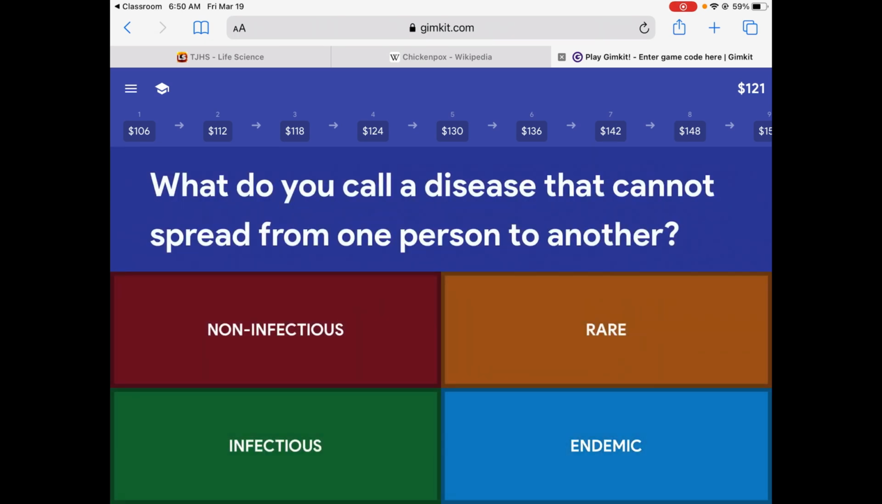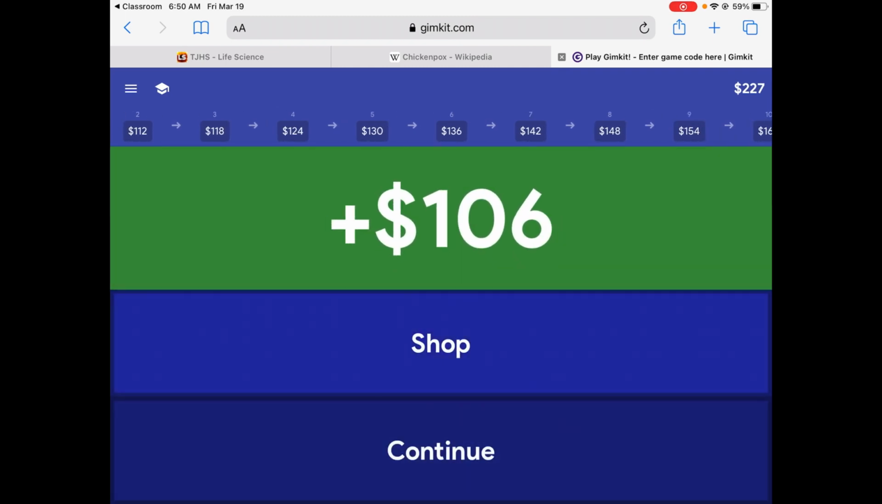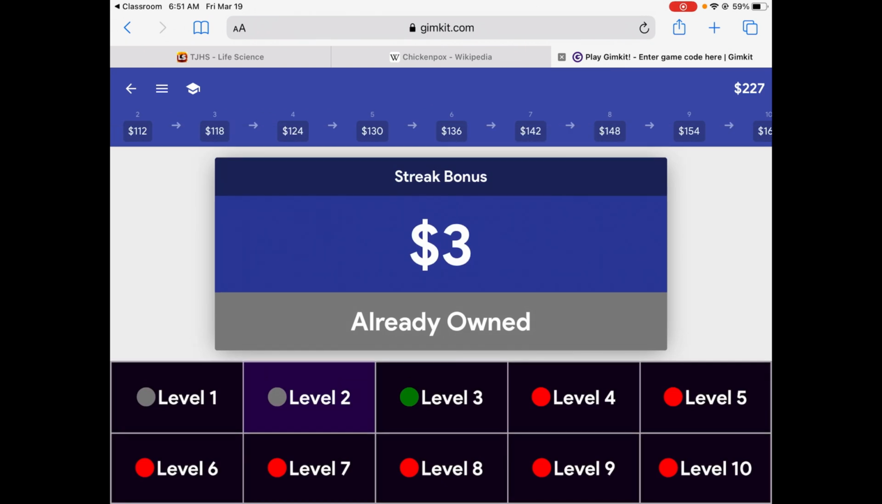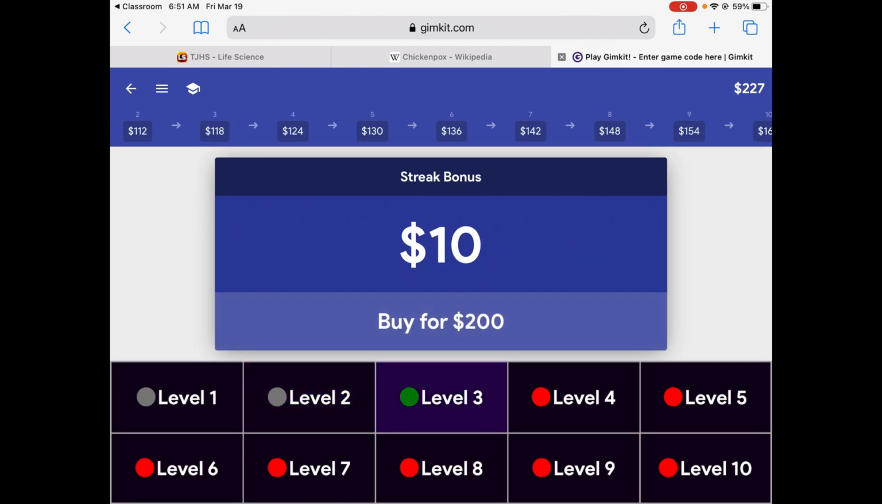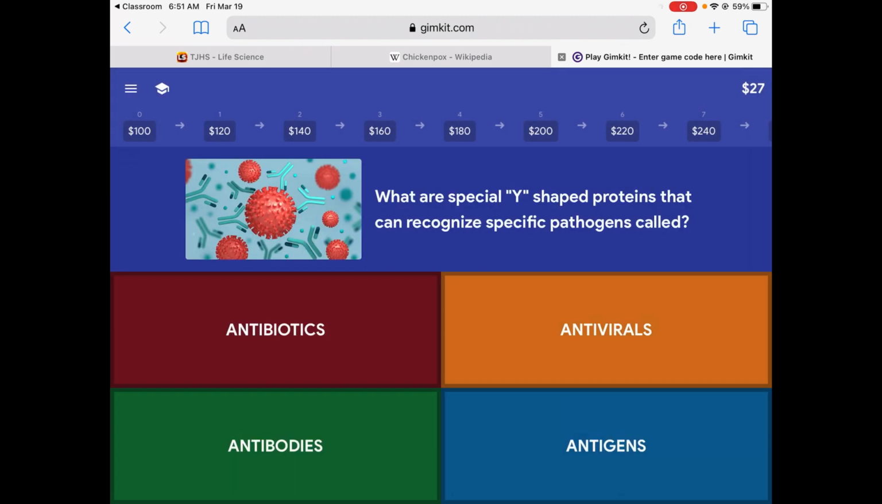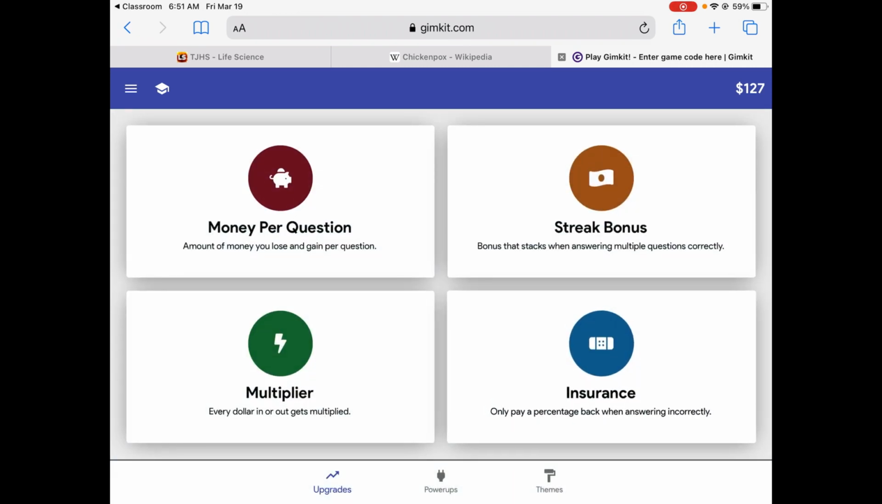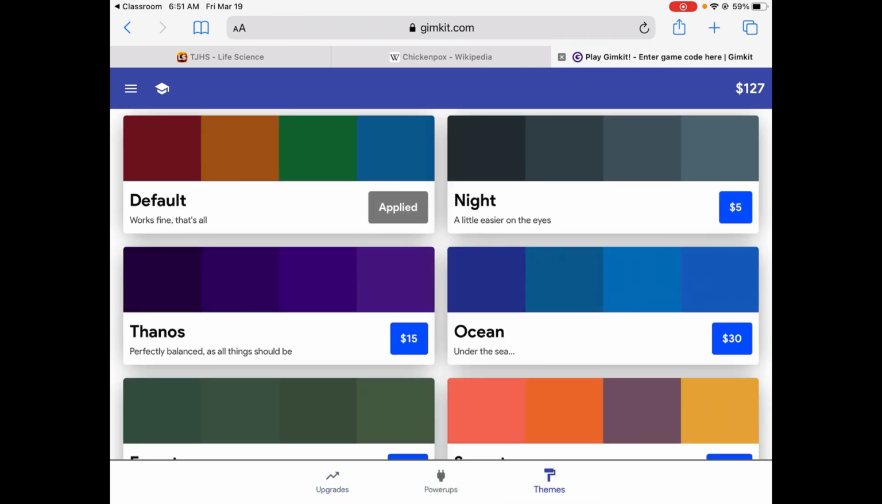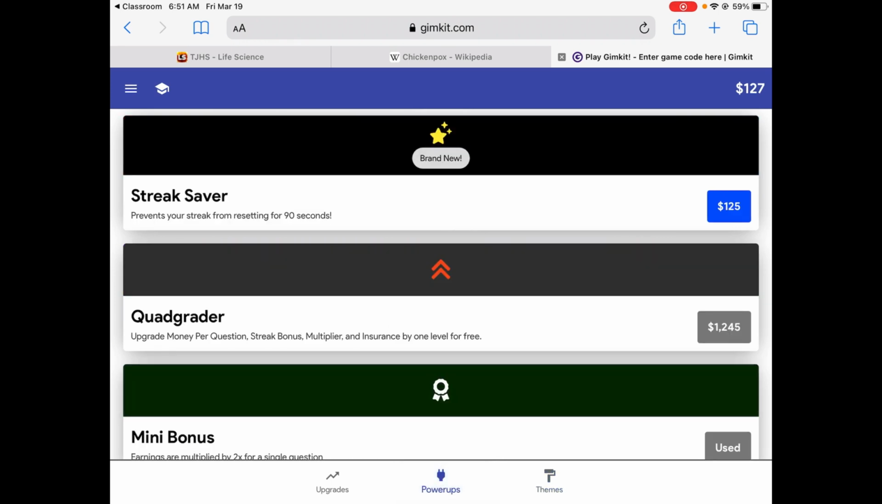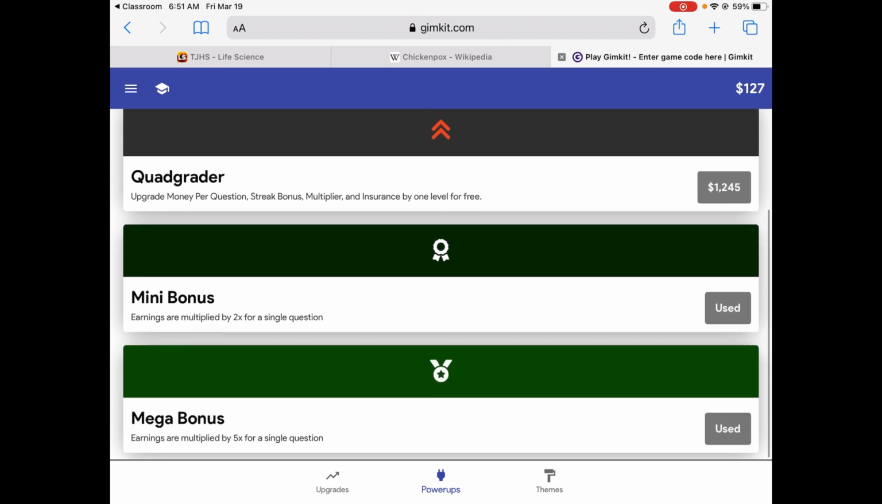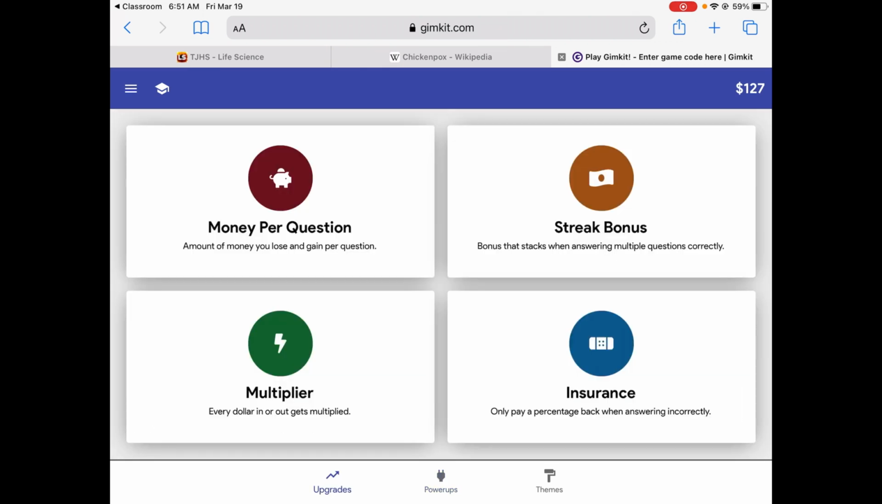And so I got $100, but remember I have streaks and things. What do you call a disease that cannot spread from one person to another? Non-infectious. I could go shopping and upgrade my streak bonus. Now, the other thing that's going on, special Y-shaped proteins are antibodies. The only thing you really don't need down here is themes. That just changes the color the game looks. But using your mini and mega bonus is awesome. Streak Saver prevents you from losing your streak. And then upgrades are how you get things.